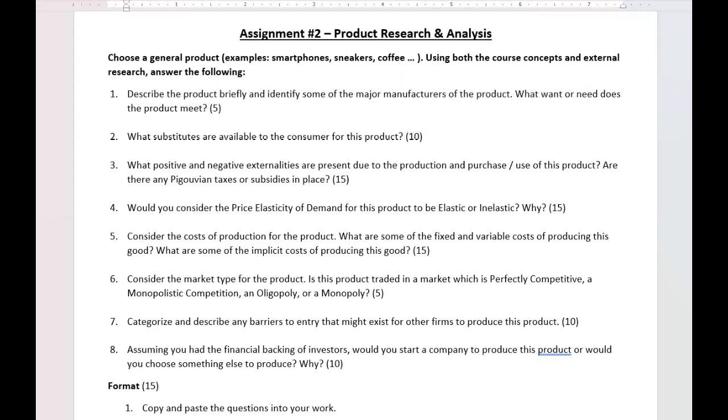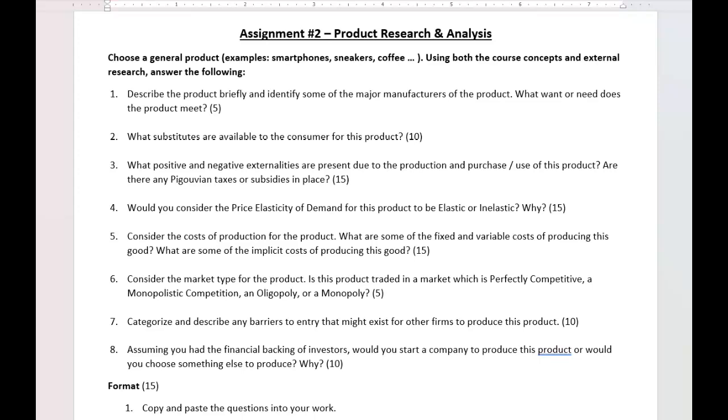Questions number 1 and 2 are thinking about the product itself, or just exploring the market a little bit. So let's take our product, and we'll say coffee as my example. Tell me a bit about this product. Tell me what the market is like, who is in this market already. Who would you be competing with? Who are some of the major manufacturers already supplying the market for this product? And what is it that this product is actually meeting?